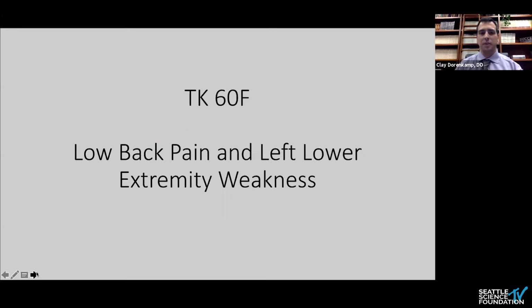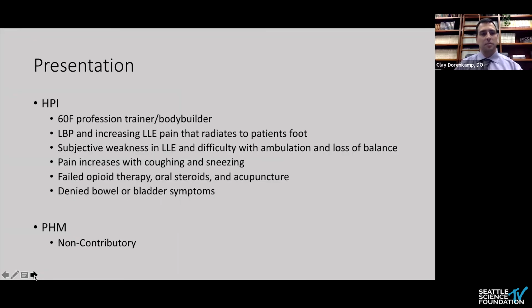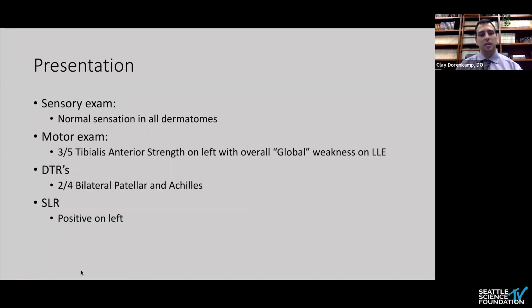She's a 60-year-old female who presented to the outside surgeon with low back pain and left lower extremity weakness. She was a professional trainer and bodybuilder. She had low back pain and increasing left lower extremity pain that radiated to her foot. She had subjective weakness in her left lower extremity and difficulty with ambulation, as well as loss of balance. Pain increases with coughing and sneezing, and she has failed non-operative modalities at this point.